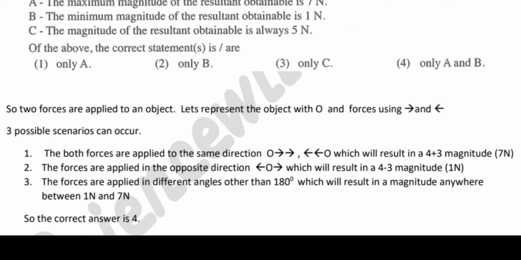So let's get to the question. The three statements. A, the maximum magnitude of the resultant obtainable is 7 Newton, which is correct. Then B, the minimum magnitude of the resultant obtainable is 1 Newton, which is also correct. C, the magnitude of the resultant obtainable is always 5 Newton, which is incorrect. So the correct answer is going to be 4.